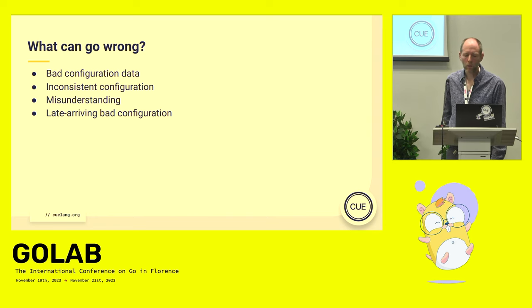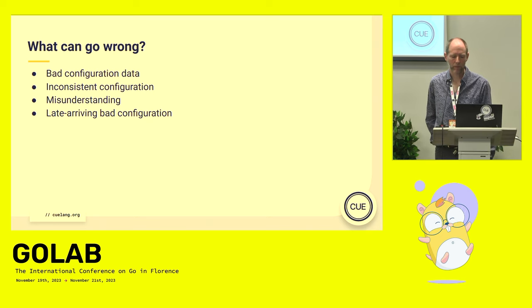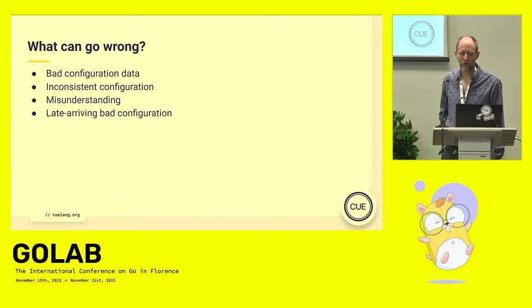And what do I mean when I say we don't have confidence in our configuration? What kinds of bad things can happen? I mean, our configuration data can just be plain wrong. Maybe we've provided an integer where a string is expected, misspelled a field name, or provided a value that's out of bounds. Or our configuration can be inconsistent across our services. Perhaps they're passing incompatible messages to one another. Perhaps we've got a global policy that's not consistently being enforced.